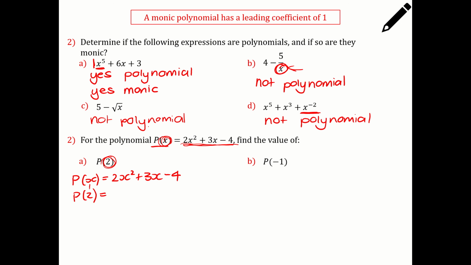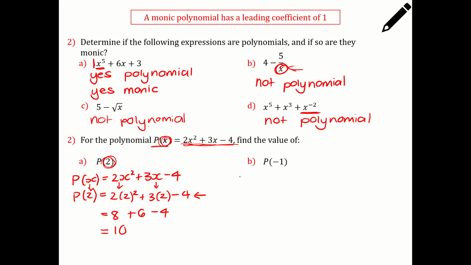See how I've subbed this in to be a 2? That means everywhere I see an x, I'm going to put a 2 instead. So it's going to be 2 times 2 squared plus 3 times 2 minus 4. 2 squared is 4, and 2 lots of that is 8, plus 6 minus 4. 8 plus 6 is 14, take away 4 is 10. You could just put that into your calculator though.